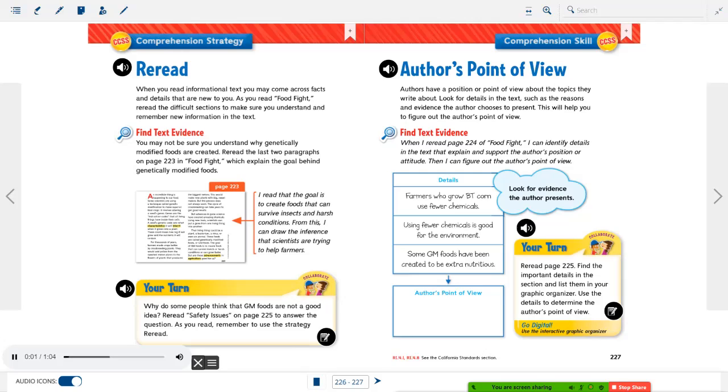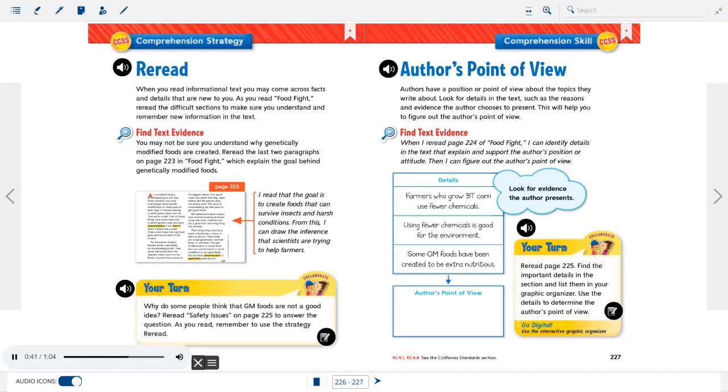Author's point of view. Authors have a position or point of view about the topics they write about. Look for details in the text, such as the reasons and evidence the author chooses to present. This will help you to figure out the author's point of view. Find text evidence. When I reread page 224 of Food Fight, I can identify details in the text that explain and support the author's position or attitude. Then I can figure out the author's point of view.